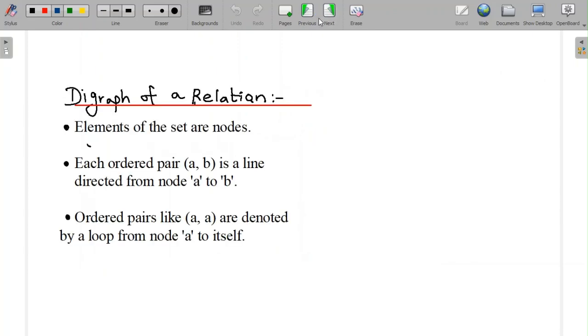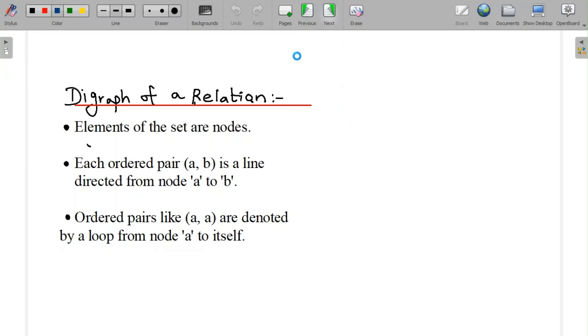Okay. The last two subdivisions of the problem are on visually representing a relation. The first of them is the digraph representation of a relation. A digraph is a visual representation of a graph of a relation where the elements of the set are nodes, points, and the ordered pairs are lines which are directed. Ordered pairs between an element and itself are indicated by loops.